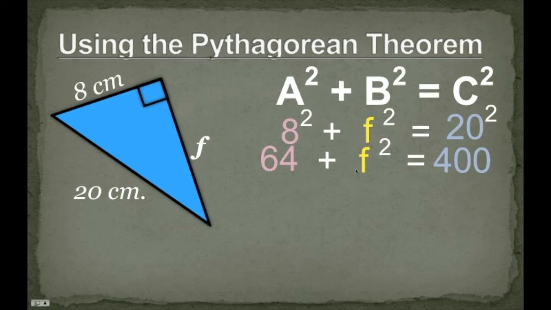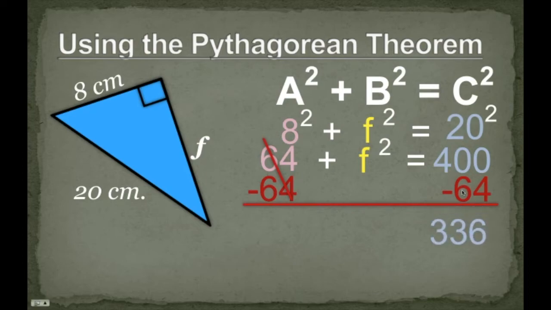So we have to get f by itself. In order to do that, the best thing to do is to get rid of 64. And how do I do that? I subtract 64 from this side as well as the right side. These 64s are going to cancel, and then 400 minus 64 gives me 336. And then here, I just bring down my f squared, and I just bring down my equal sign. So now I've got f squared equals 336.